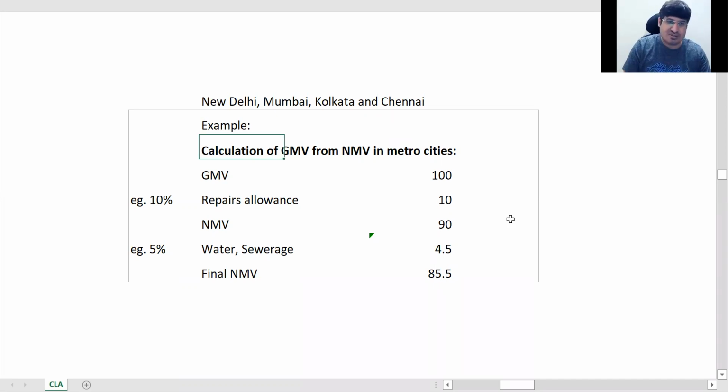Okay, so this is your GMV. Suppose this is 100. This repairs allowance, which they give as 10%, is an allowance for repairs and so on. 10% is repairs allowance, so minus 10, this NMV becomes 90.